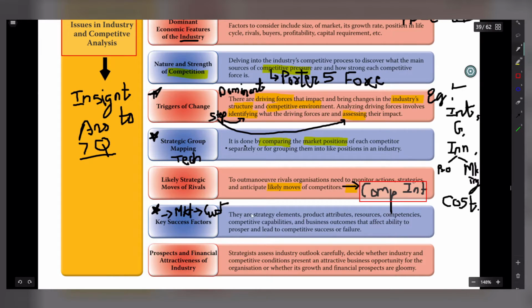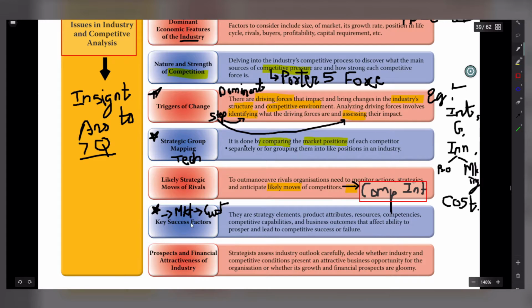They are strategic elements, product attributes, resources, competencies, competitive capabilities, and business outcomes that affect the ability to prosper and lead to competitive success or failure. These are the important factors which will tell whether the competitor will beat our organization or we will beat the competitors. We will prosper, we will win, or we will lose. So these are very important factors that the organization must keep in mind. Defined by the market and not by the company, or viewed by the customer.